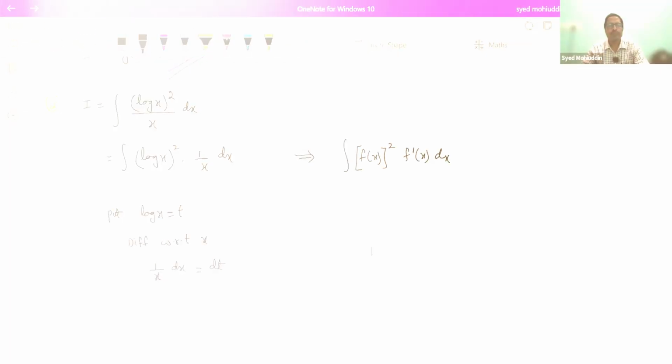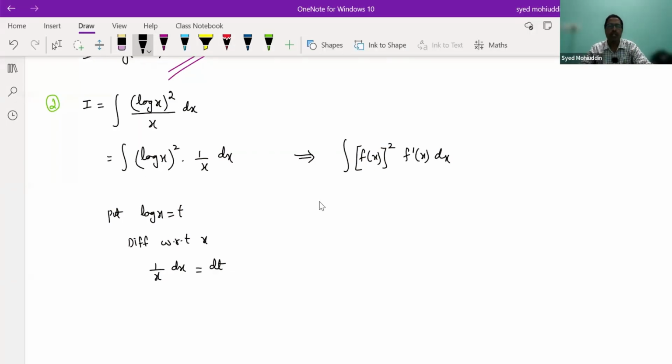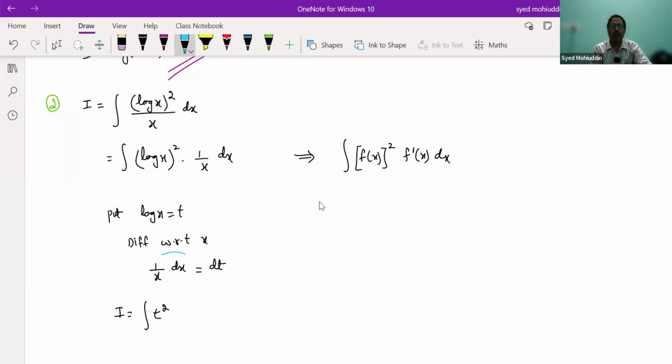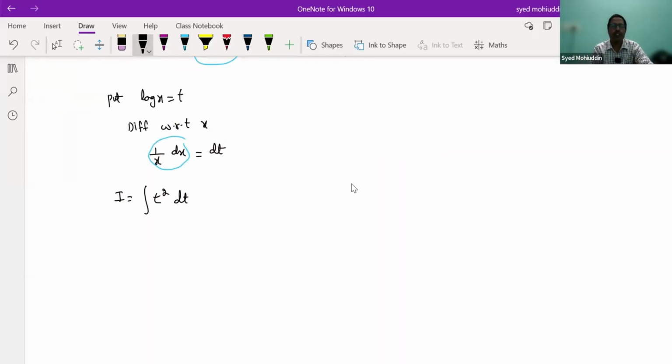Is it right? Now if I plug this value back into the given integral, I is equal to the integral of log of x. Log of x is t, so we'll get t square. And what about this 1 by x into dx? Its value is dt, so replace that by dt. So now you can use the standard formula.